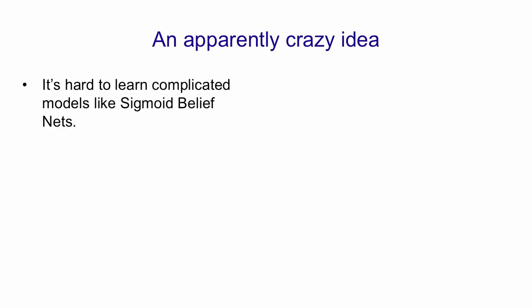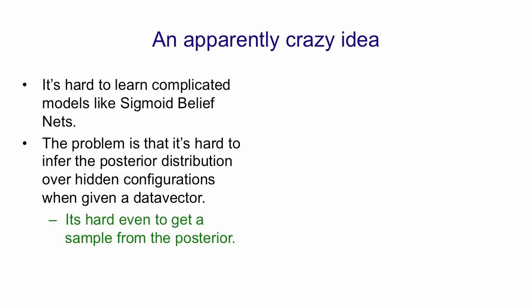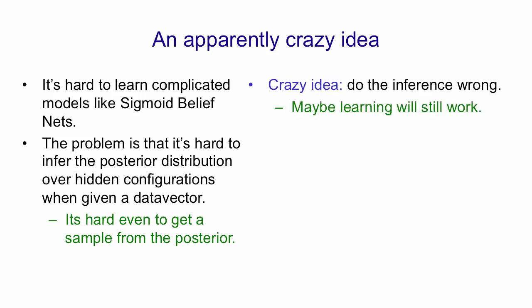To summarize, it's hard to learn complicated models like sigmoid belief nets because it's hard to get samples from the true posterior distribution over hidden configurations when given a data vector. And it's hard even to get a sample from that posterior. That is, it's hard to get an unbiased sample. So the crazy idea is that we're going to use samples from some other distribution and hope that the learning will still work. And as we'll see, that turns out to be true for sigmoid belief nets.